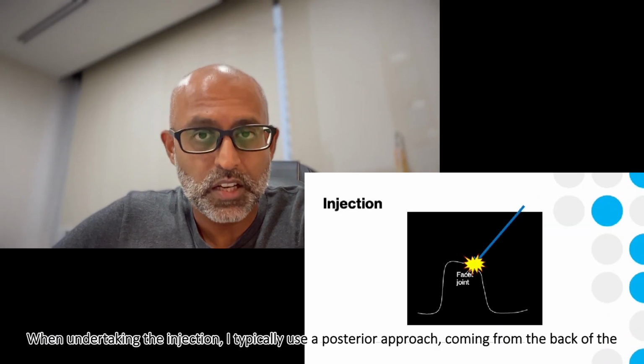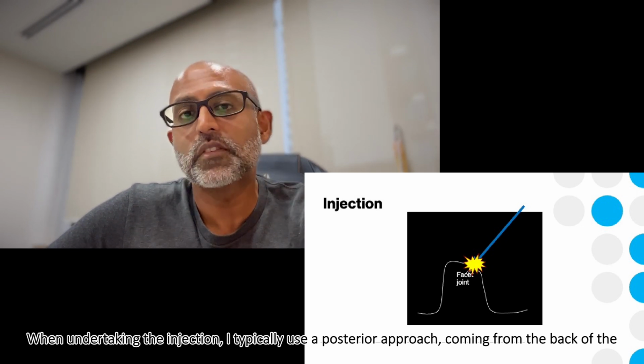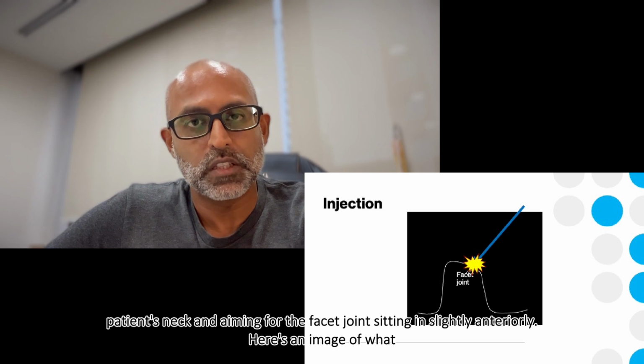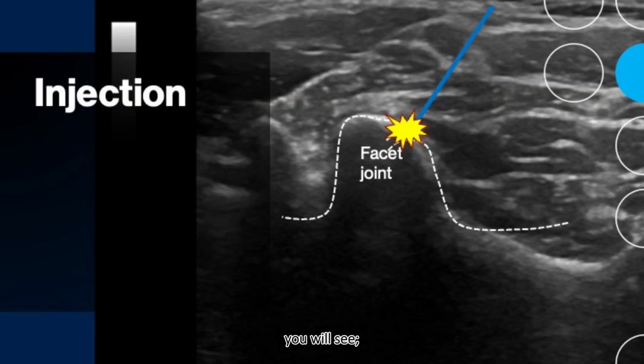When undertaking the injection, I typically use a posterior approach, coming from the back of the patient's neck and aiming for the facet joint sitting slightly anteriorly. And here's an image of what you will see.